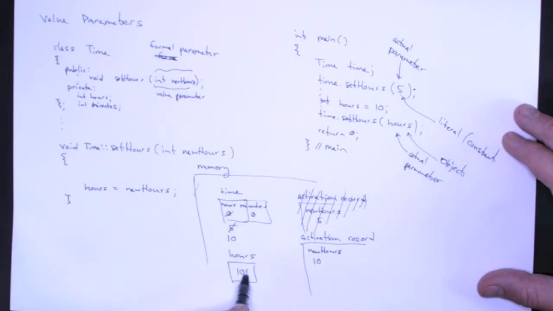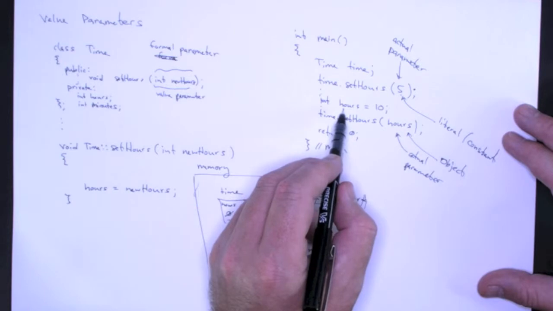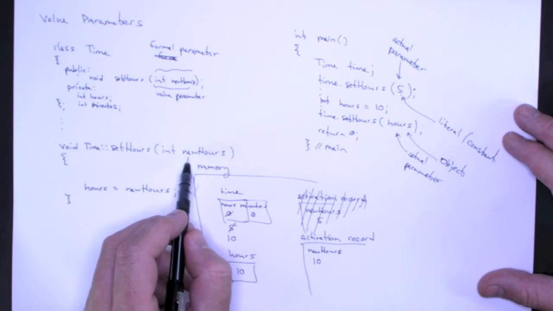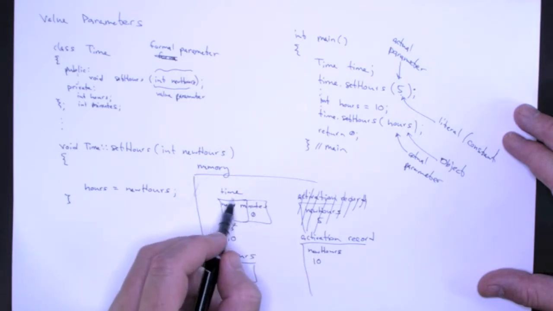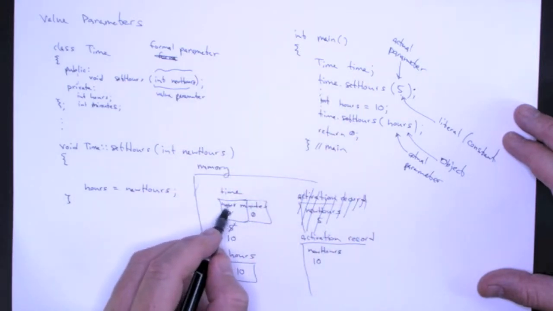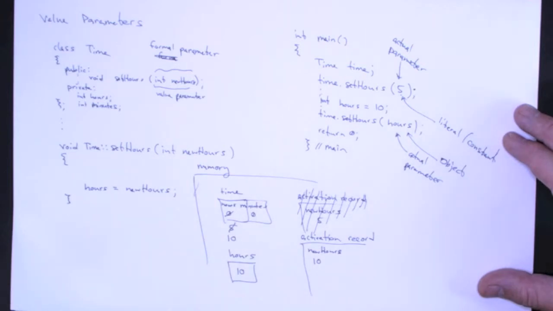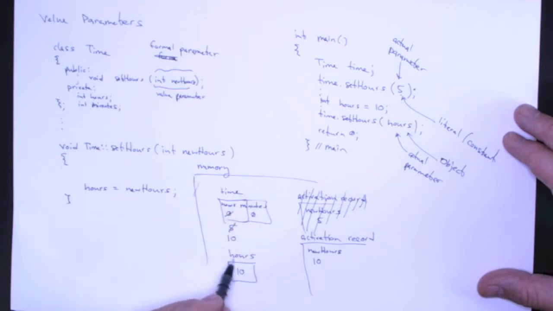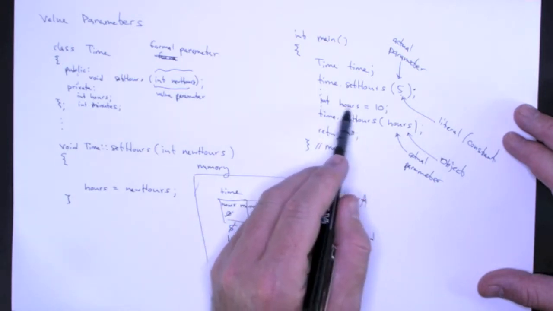First of all, I've got a copy of 10 in main stored in this identifier hours. Then in my activation record, I have a copy of 10 stored under the identifier new hours, and then I have the private data member of the time object that I've declared, and it has a private data member called hours, which also has 10. Moreover, this hours, the private data member, is different than the local variable hours that I've declared here.